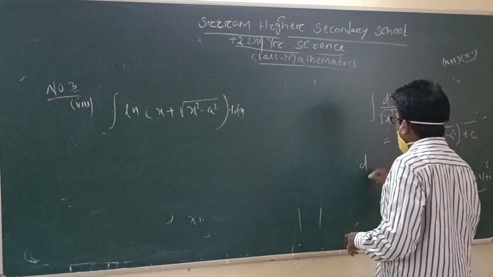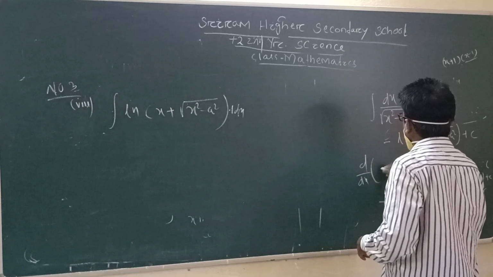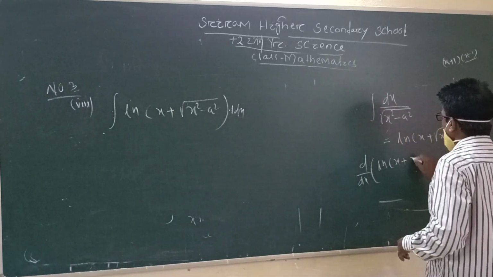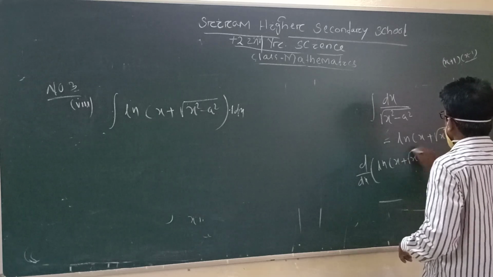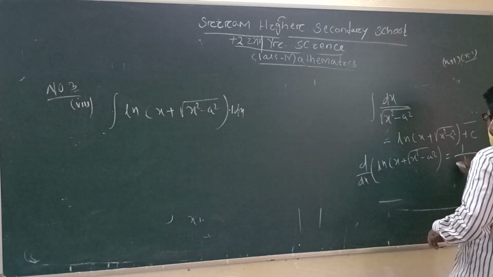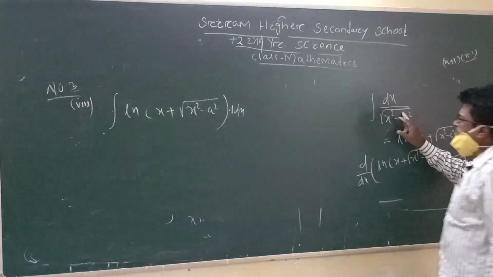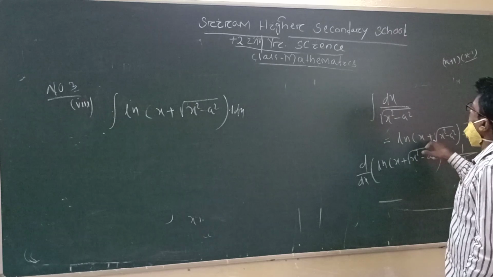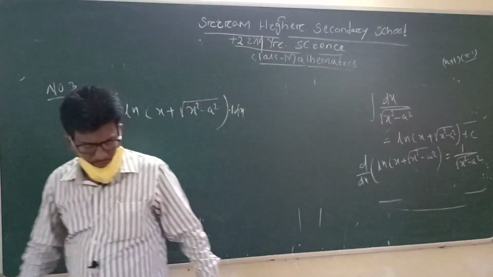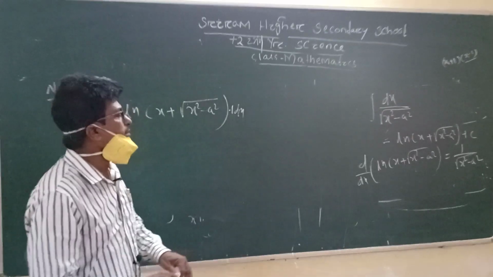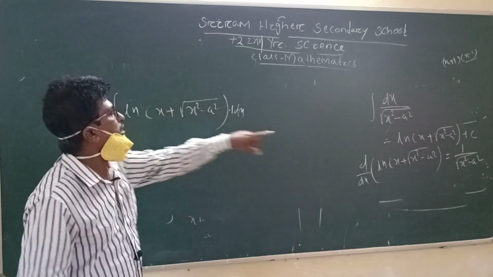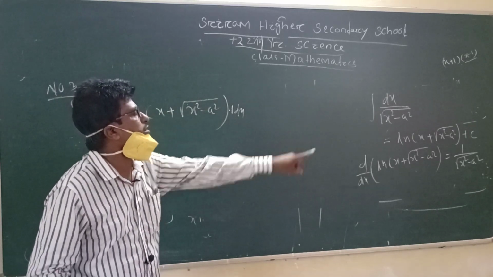So d by dx of ln(x + root over x square minus a square) is equal to 1 by root over x square minus a square. Because the integration value of that is equal to that, the derivative value of that is equal to that also. You remember that technique, you have used it many times. Hence its derivative is dx by root over x square minus a square.